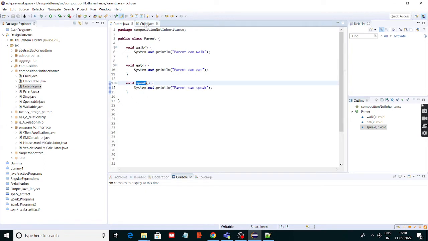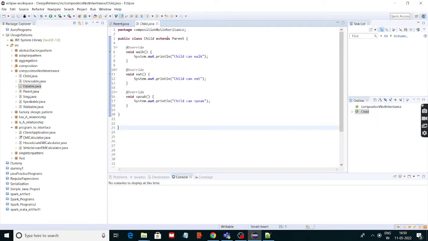Now let's consider the Child, which is inheriting the Parent here, and it has its own implementation of walk, eat, and speak. That means whenever a child is inheriting a parent, it's an is-a relationship. I will repeat it again: it is an is-a relationship. An is-a relationship means whatever properties are there between the child and the parent should be similar actually.